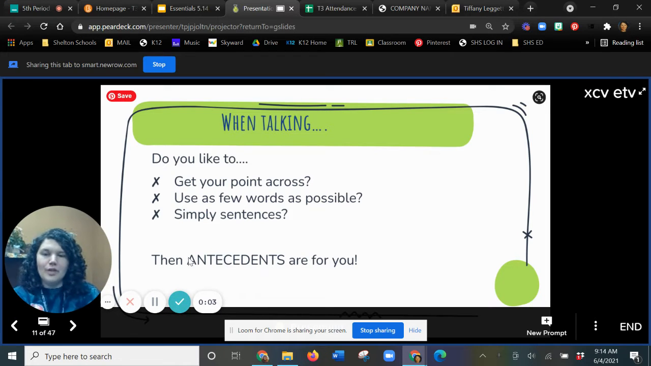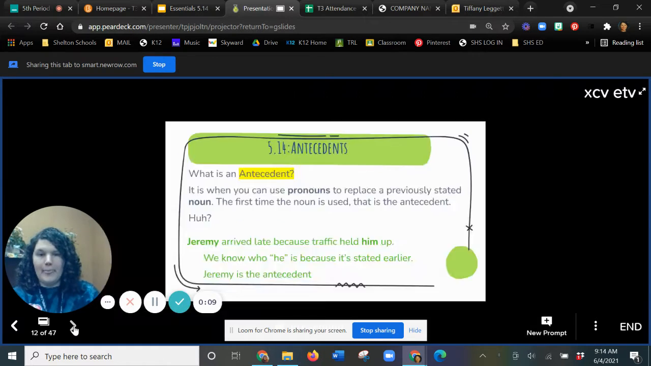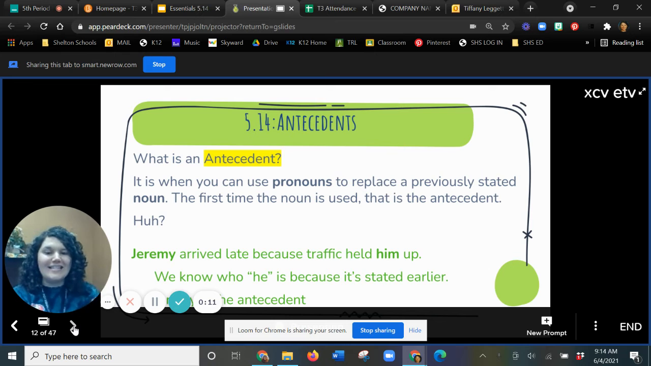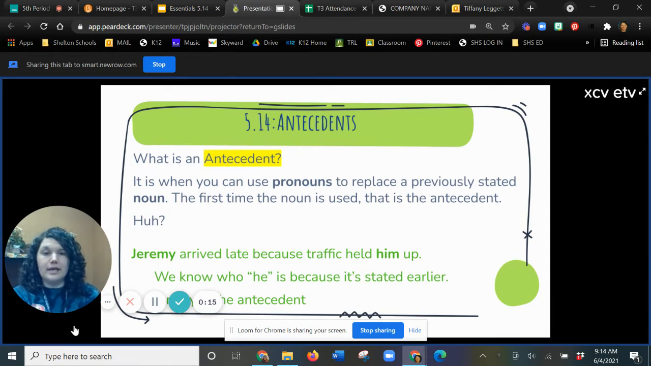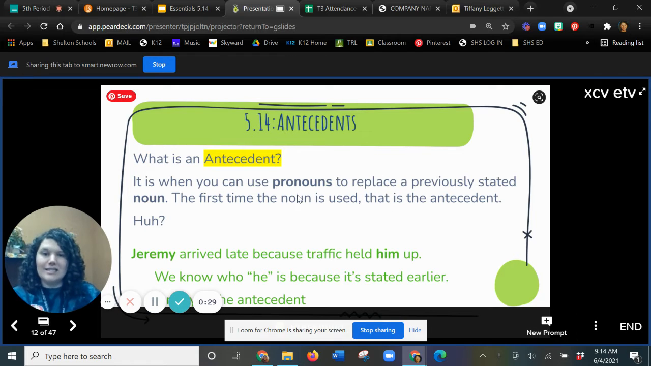Okay, so antecedents are a thing that you already do. We're just giving it a name and a big name. So what is an antecedent? This is when you can use pronouns to replace a previously stated noun. So the first time the noun is used, you give it a name. But then the second time you replace it with a he, she, them, it. And that's the antecedent, is when the first time the noun is used.